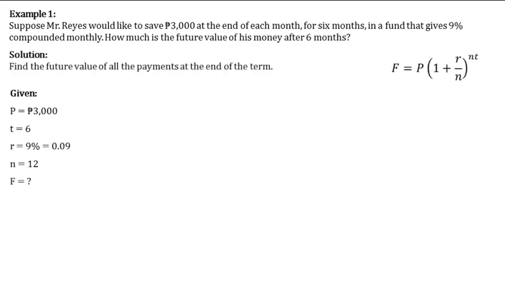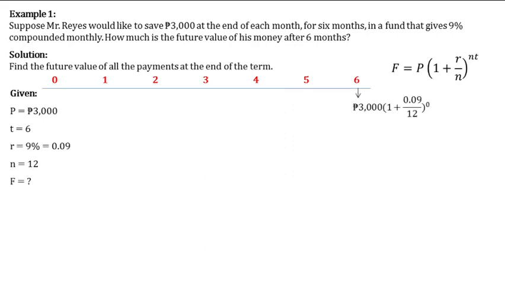So solution is to find the future value of all the payments at the end of the term. So meron tayong F is equal to P times 1 plus r over n raised to nt. Meron tayong 6 terms dahil 6 times nagbayad. And we will find first the value of the money at the 6 months. It is because money now is more valuable than later. The t here is equal to 0 since it means the value of money now. So 3,000 times 1 plus 0.09 over 12 raised to 0 is equal to 3,000.